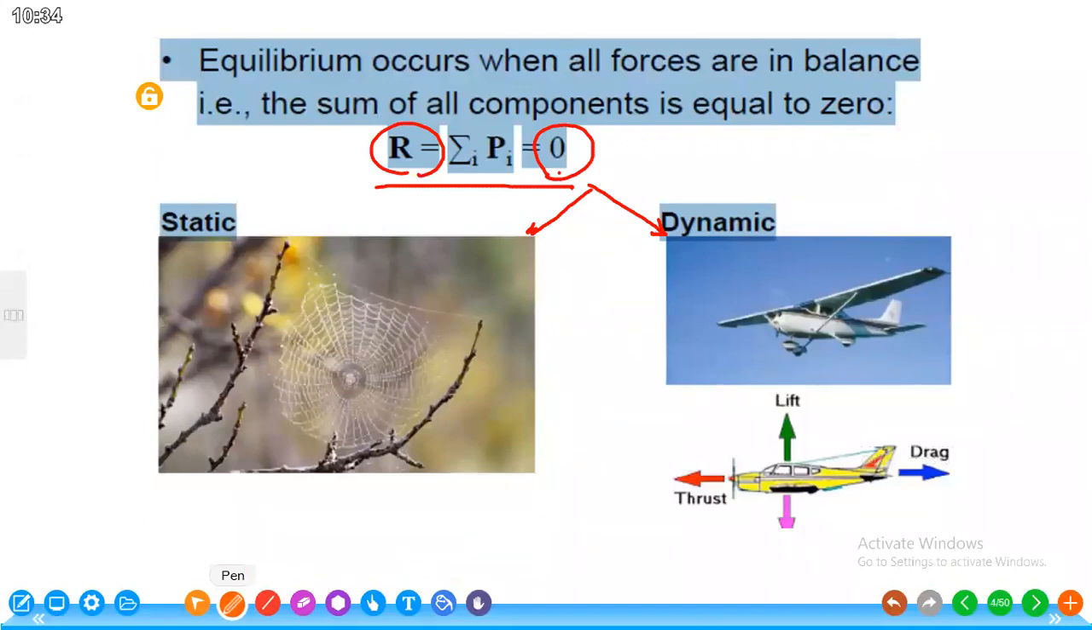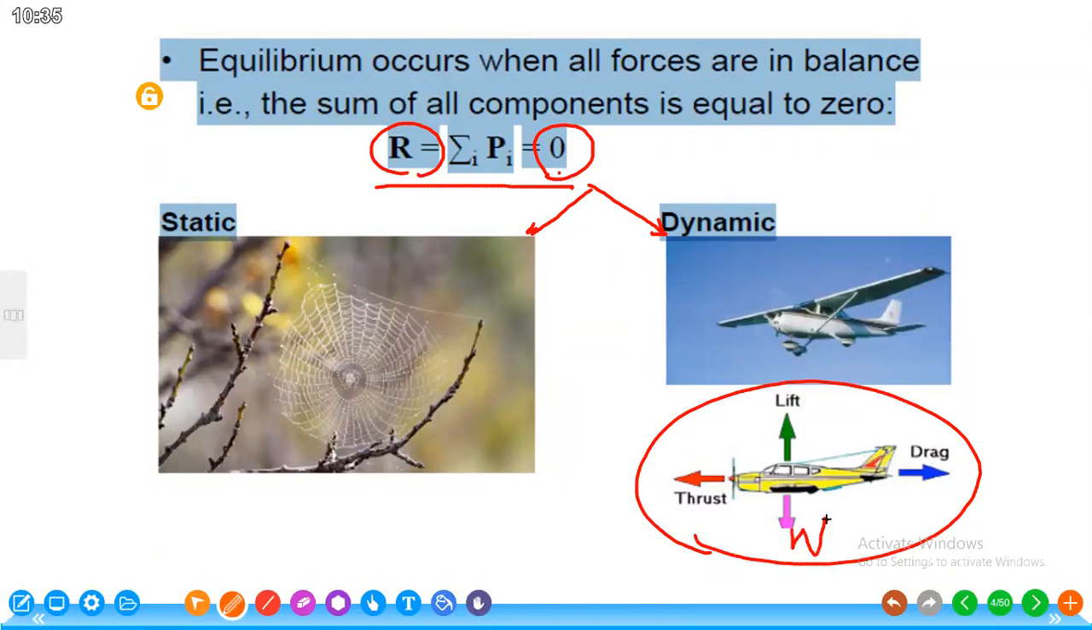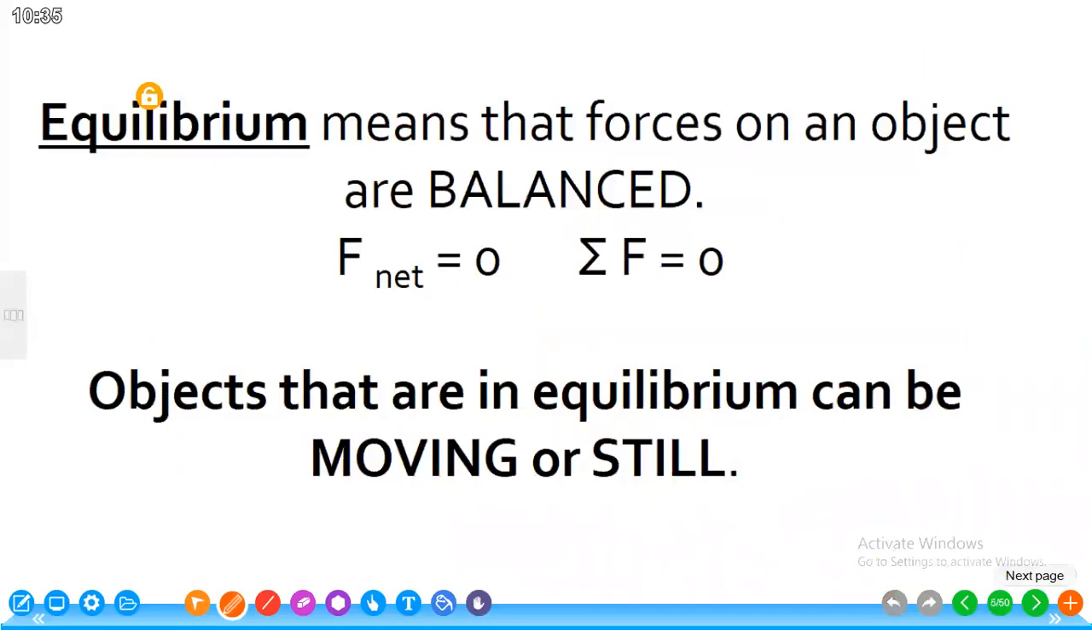Please notice what forces are acting in this figure: drag, thrust, lift, and weight. These are the forces acting in this figure. And the definition of equilibrium is that the forces on an object are balanced. So F net is equal to 0, so sigma F is equal to 0.